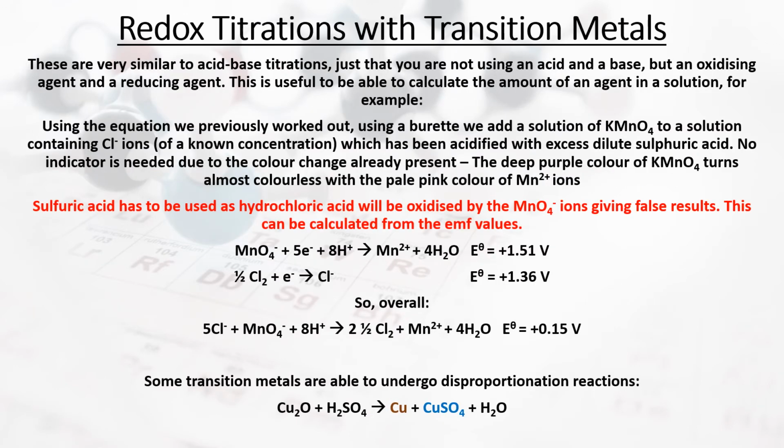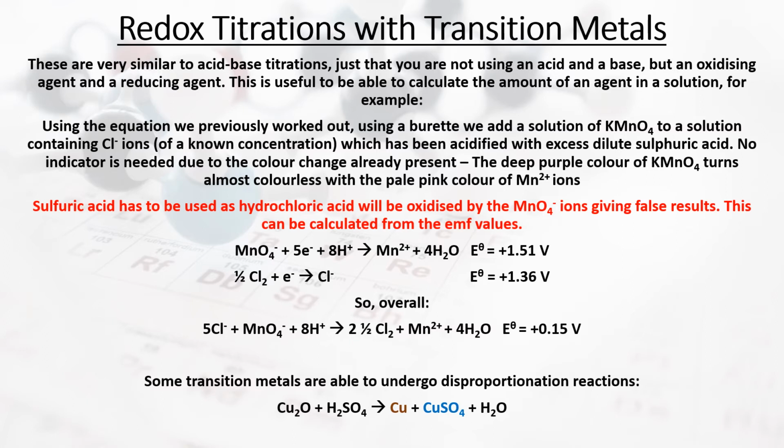Now the next thing to talk about is doing redox titrations. So doing redox titrations with transition metals, it's very similar to doing an acid-base titration. So if we think back to an acid-base titration, we normally have maybe an acid of an unknown concentration. We take a base of a known concentration, react a specific volume of that base with a specific volume of the acid. We normally have an indicator present as well, where we see a colour change that tells us that we've reached what we call our equivalence point or our neutralization point.